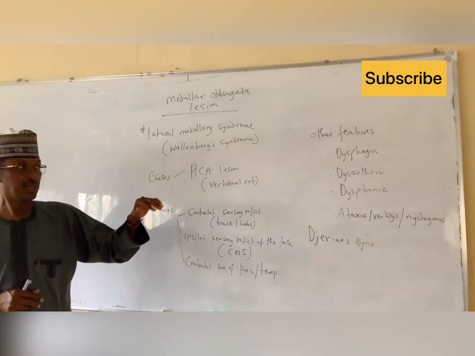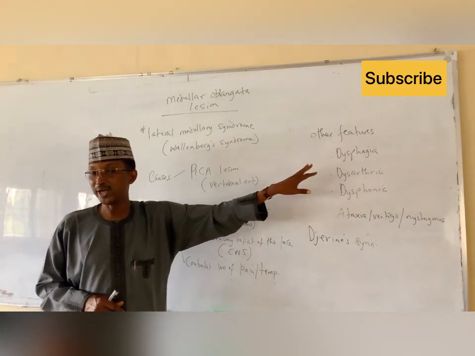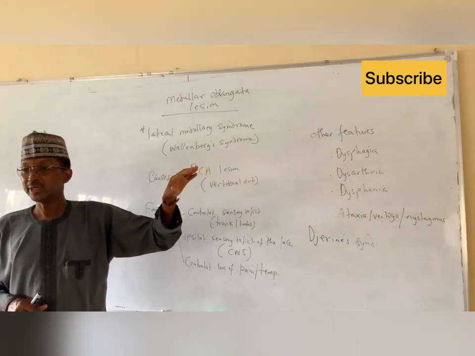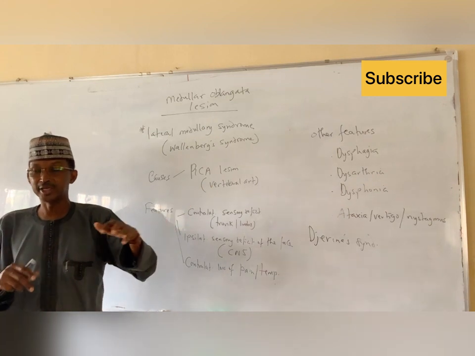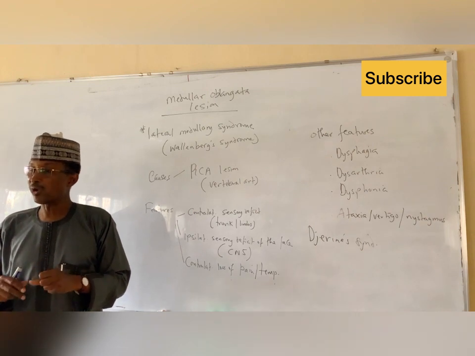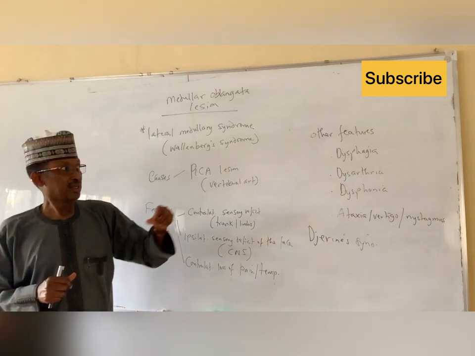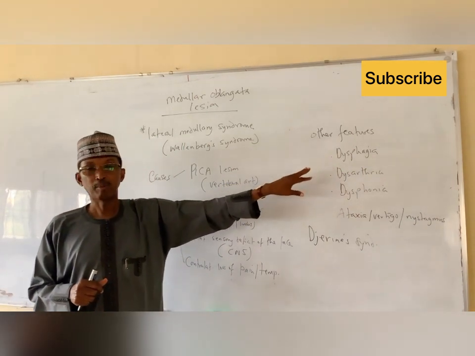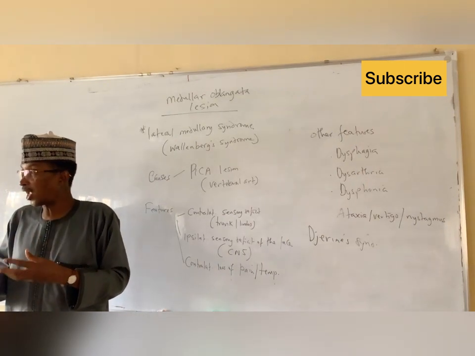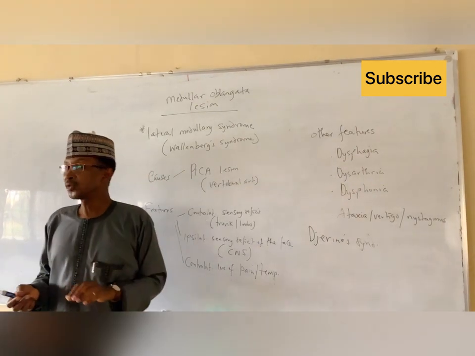Other features related to this Wallenberg syndrome include what we call dysphagia. You remember that we have nuclei in the medulla oblongata, where I discussed the important nuclei there. Nuclei related to the vagus nerve, nuclei related to the glossopharyngeal nerve, responsible for our breathing pattern and swallowing and vomiting and what have you. So the dysphagia is as a result of paralysis of the muscles responsible for our swallowing, our pharyngeal muscles. Are you clear? So the pharyngeal muscles are also going to be affected, so there's difficulty in swallowing.